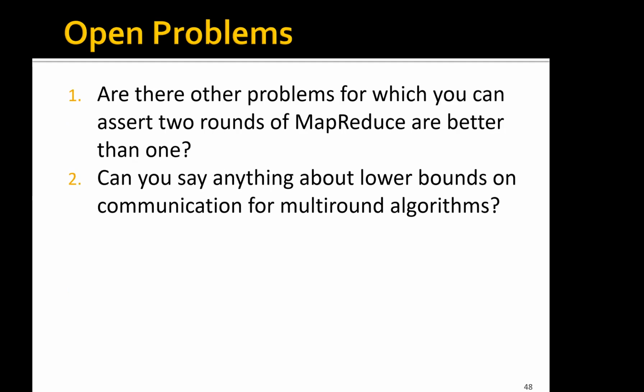A couple of open problems. This is interesting because we haven't really found other algorithms where you can actually prove that 2-round MapReduce will give you less communication than a single round. And then another interesting problem is we've never really been able to get anything about lower bounds for communication of even algorithms that use two rounds of MapReduce, 2 MapReduce jobs.